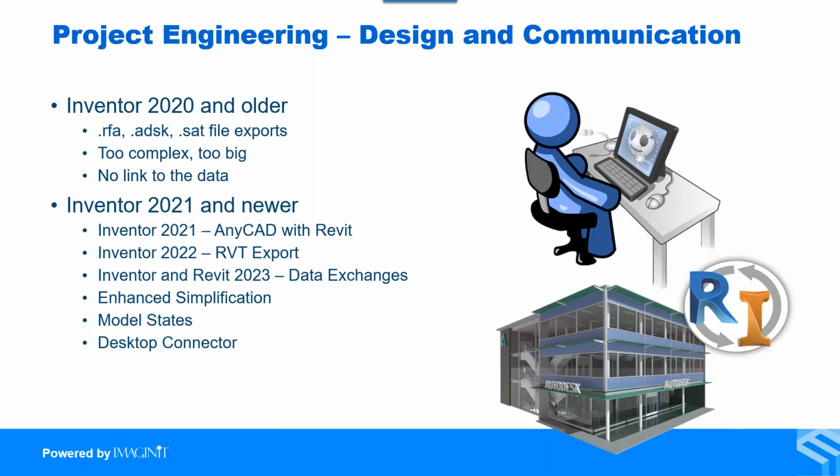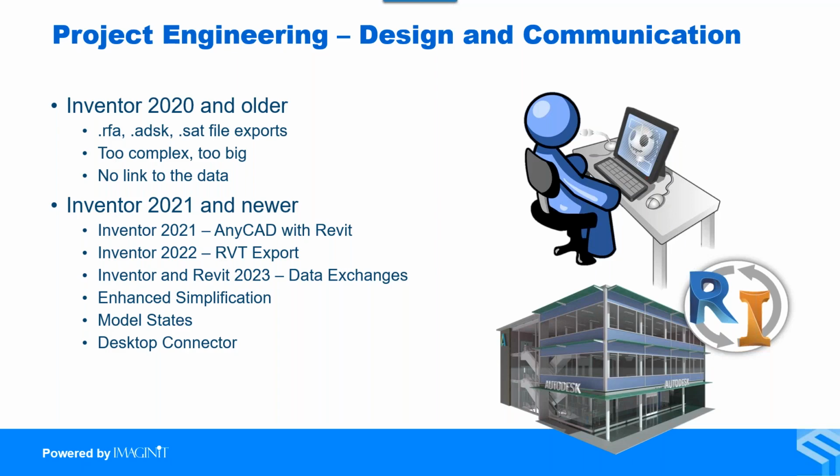We're going to begin with a little bit of a history lesson on this endeavor that Autodesk has taken over the last couple years and its advancements in the software. Starting with Inventor 2020 and older, you could create some file exports from Inventor, but you couldn't really bring in Revit data. So you could export RFAs, which are Revit families, such as toilets and sinks, things which are consumable content in that way. You can also create ADSK files. You can export SAT files, and that's typically how you would get data back into Revit previously.